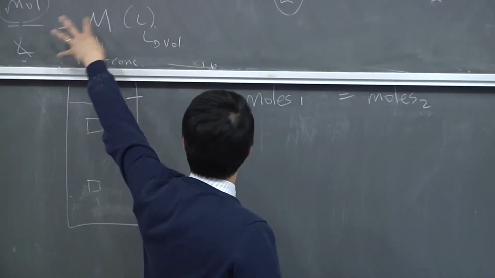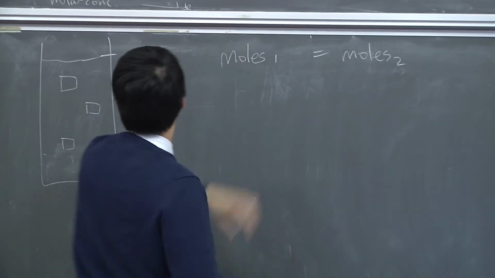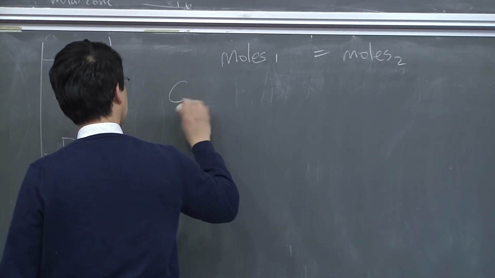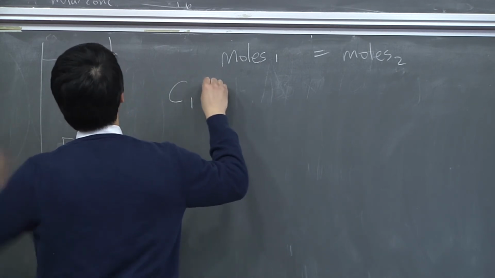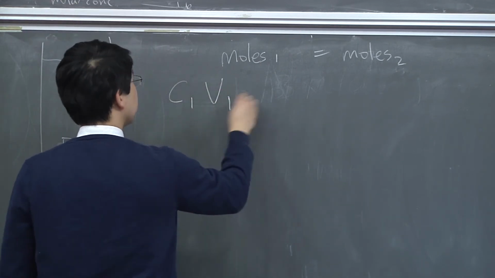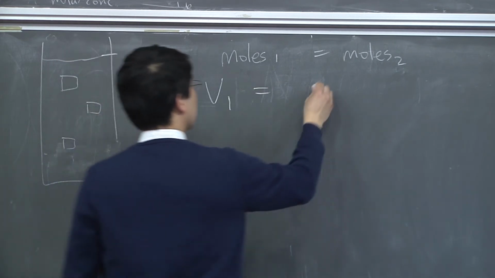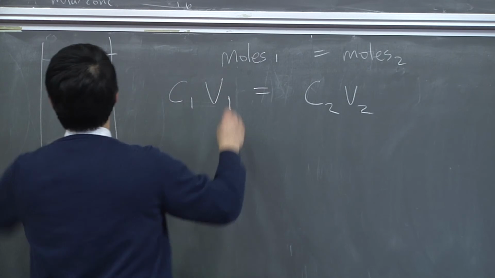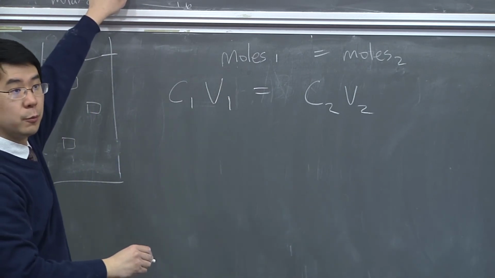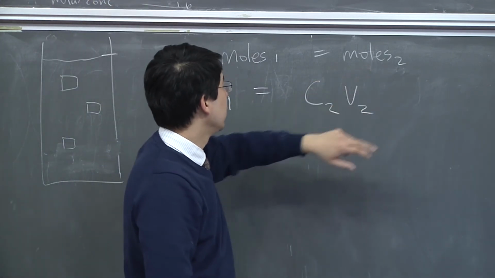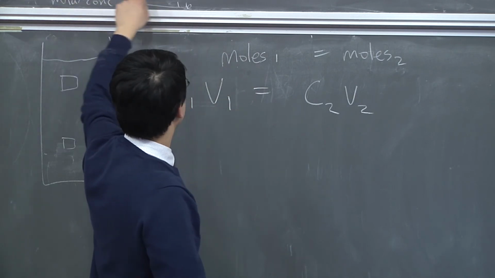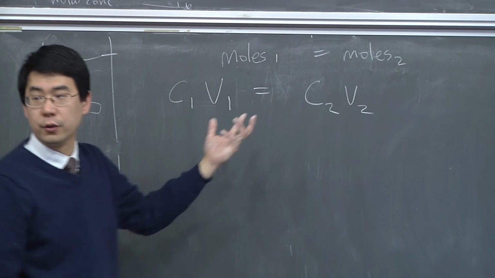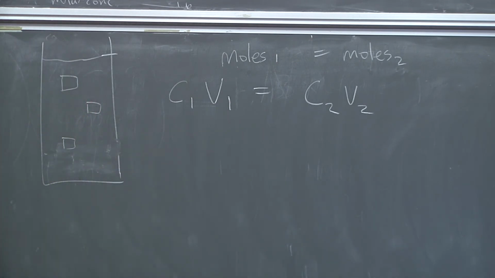So if I take this and plug it into here, what am I going to get? I'm going to have concentration 1 times volume 1 equals concentration 2 times volume 2, because the moles of 1 equals concentration of 1 times the volume of 1, and the moles 2 equals concentration of 2 times the volume of 2. And if I'm doing a dilution, they're equal. I didn't change the total number of moles. You just told me that.